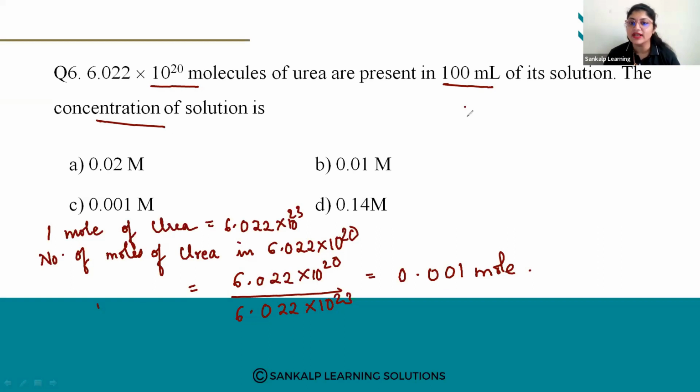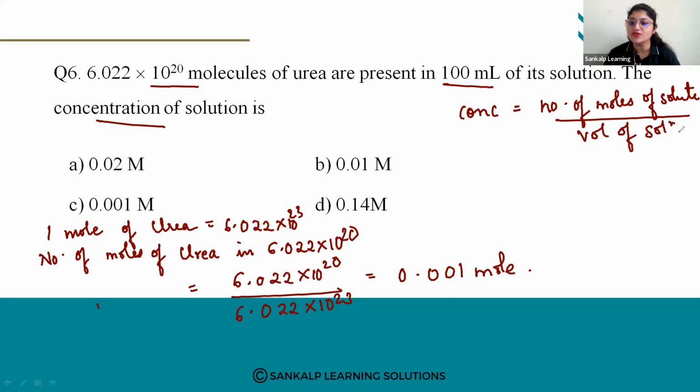How is concentration given? Concentration is equal to number of moles of solute divided by volume of solution in liters. So this is the formula. What is the formula? Number of moles of solute divided by volume of solution in liters. Now what is the number of moles of solute? This is 0.001.